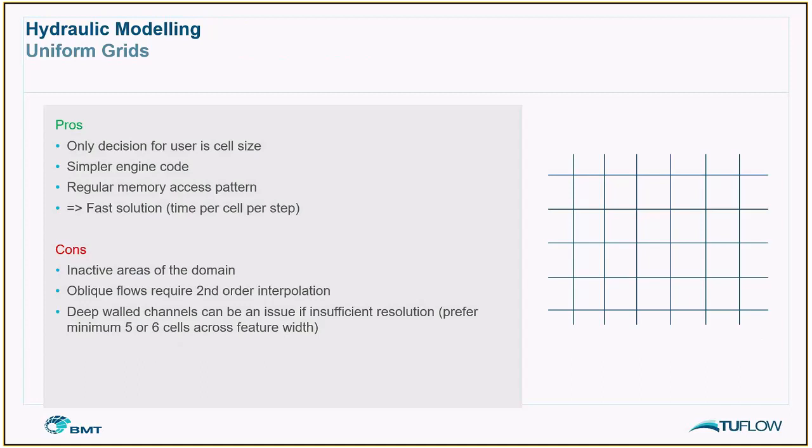With square grids, oblique flows can also cause an issue. So in our experience, flows at 45-degree angles tend to lead to numerical diffusion, particularly for first order schemes. And therefore, there's often a requirement for second order interpolation, which is a little bit more complex to code. We've also done testing within deep narrow channels, which shows that convergence typically requires 6 or more cells across the feature width. And again, if we're trying to add in that resolution, it then gets applied to the whole model domain.